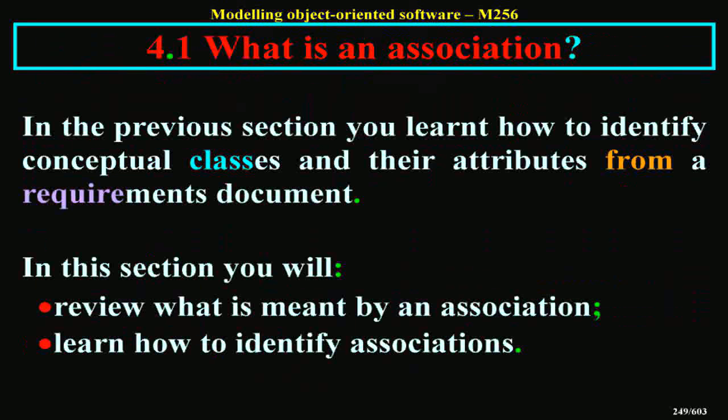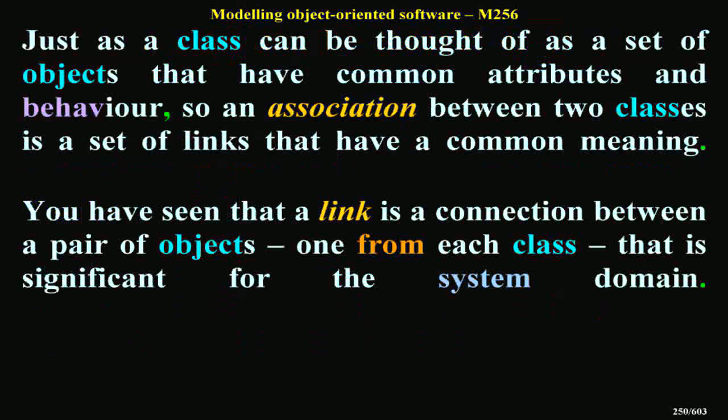Associations. 4.1. What is an association? In the previous section you learned how to identify conceptual classes and their attributes from a requirements document. In this section you will review what is meant by an association, and learn how to identify associations. Just as a class can be thought of as a set of objects that have common attributes and behavior, so an association between two classes is a set of links that have a common meaning. You have seen that a link is a connection between a pair of objects, one from each class, that is significant for the system domain.